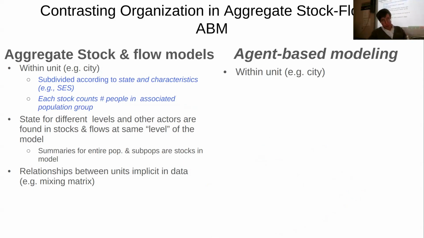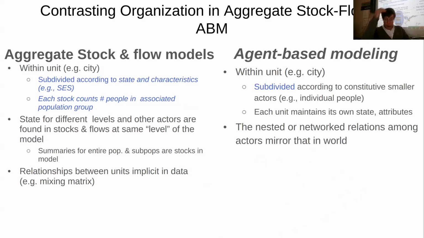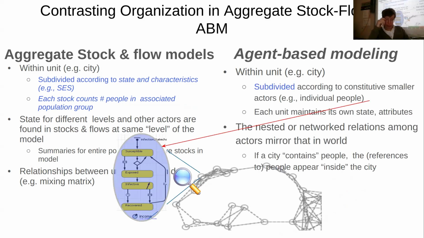By contrast, in agent-based modeling, we have a very different organization. In a way, it's turning this on its head. Well, in aggregate models, we subdivided the model. We organized the model by state and characteristics, putting people in different bins based on their characteristics.